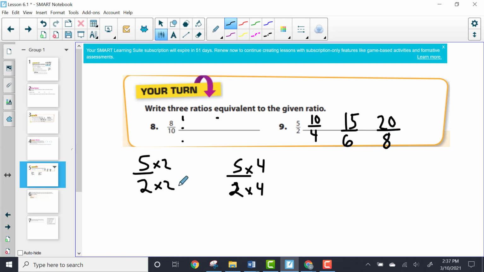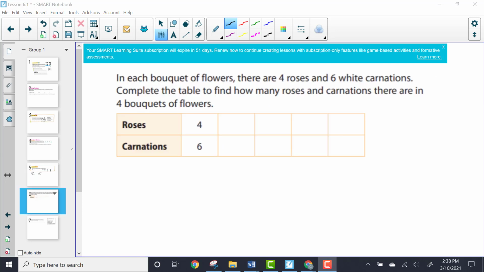Okay, so again, the key tip for finding an equivalent ratio, you have to multiply both terms by the same number or divide both terms by the same number. So that's how you find equivalent ratios. Now we're going to look at page 153 and number 13.